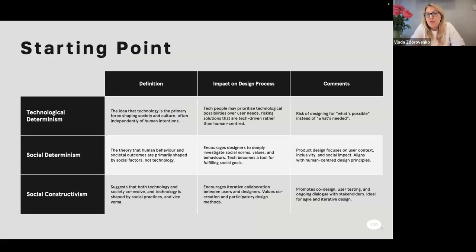So, for example, the risk of designing for what's possible instead of what's needed, we can avoid this. In social determinism, product design focuses on user context, inclusivity, and social impact, and we can take that it's aligned with human-centered design principles. And from social constructivism, we can take co-design, when technology and human needs and user testing and dialogue with stakeholders can help us to create agile and iterative design.